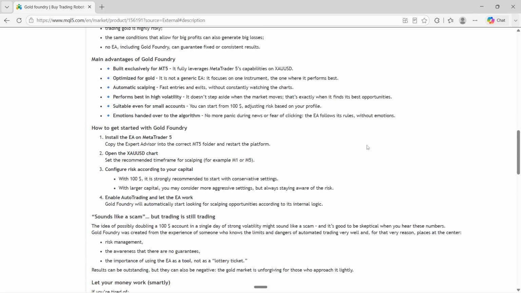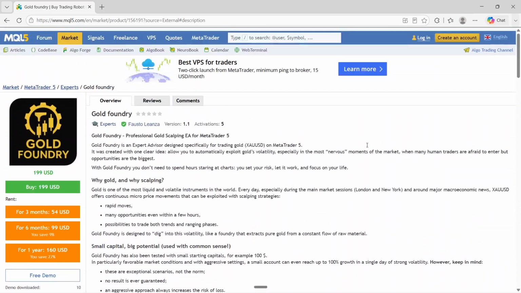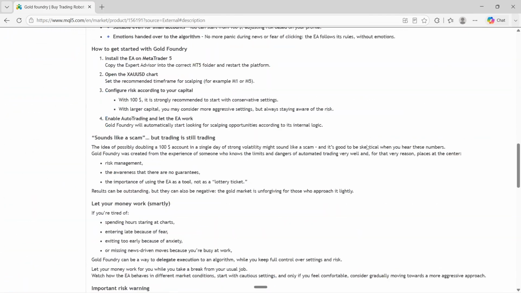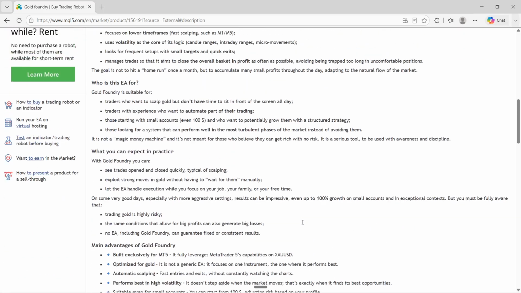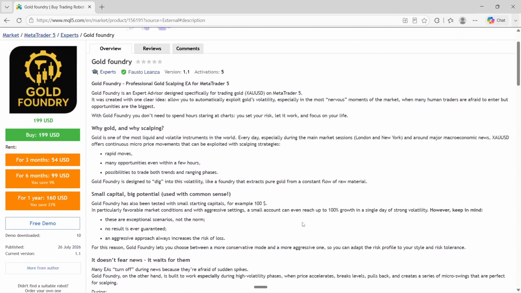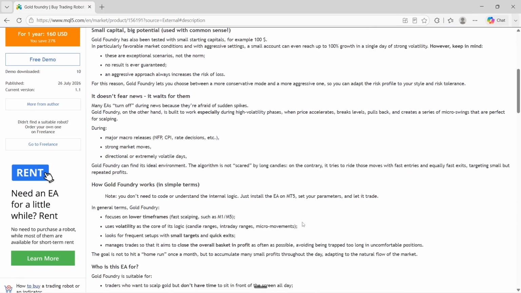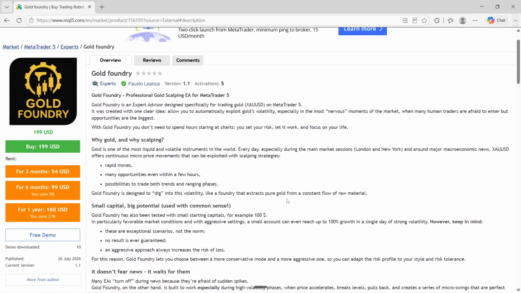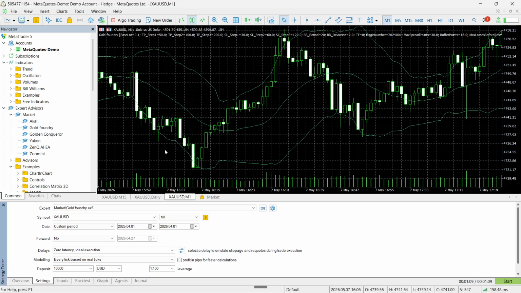Okay, so no backtests or screenshots were provided on the website by the developer. But I was able to carry out my own personal backtests and test the EA's performance and relate it to the claims of the developer here on the website. So let's quickly head over to MT5 and see how the EA actually performed.